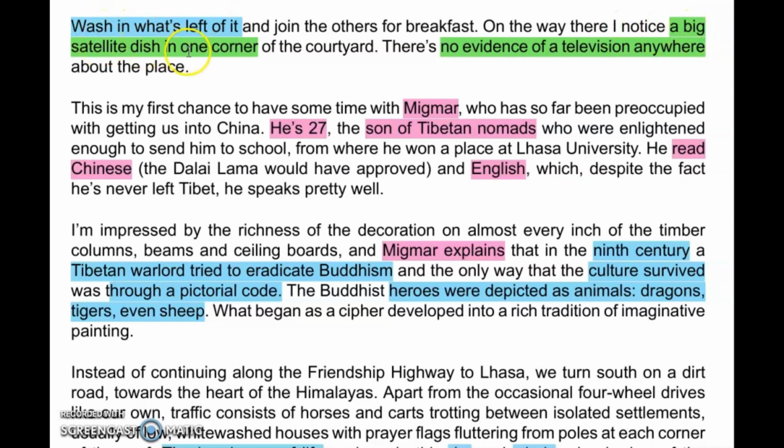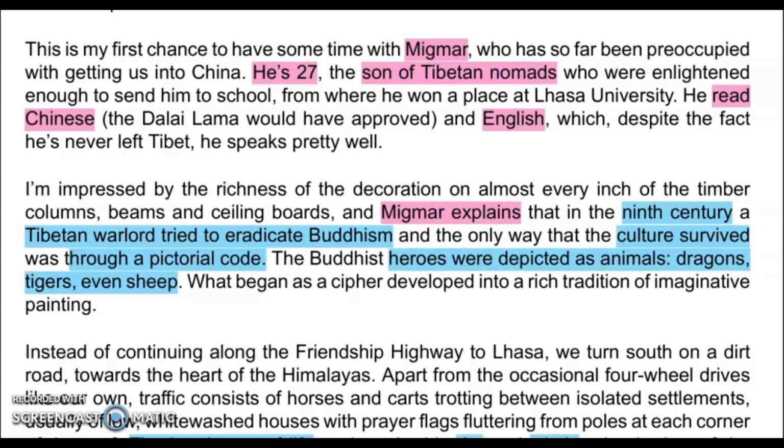"Notice a big satellite dish in one corner, but no evidence of television anywhere." There is an irony of having a satellite dish but no television. It suggests a disconnect between access to technology and its use. Technology is very much there, but no one is getting the benefit from it.